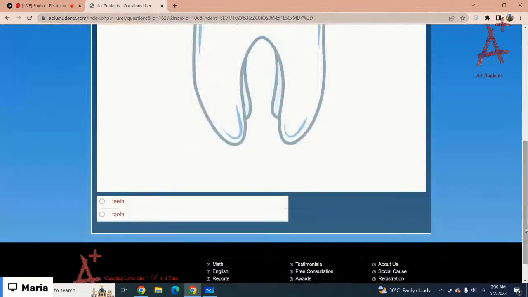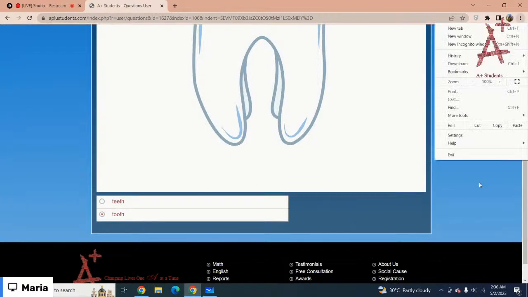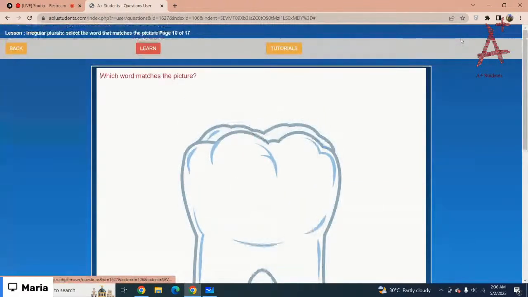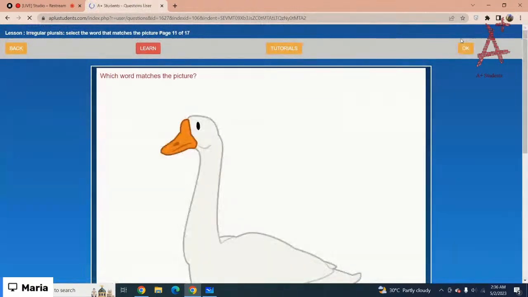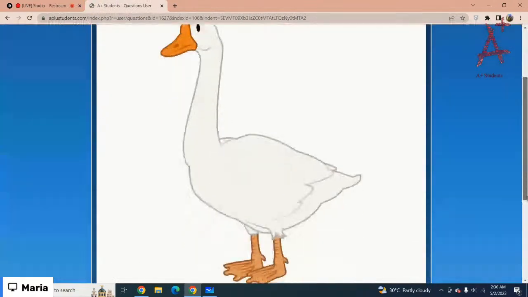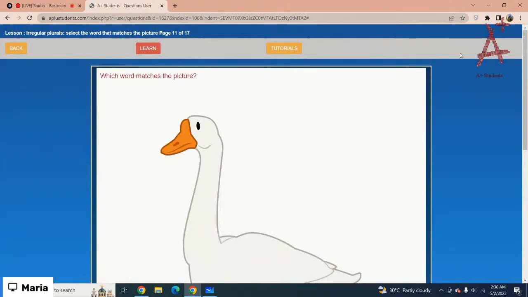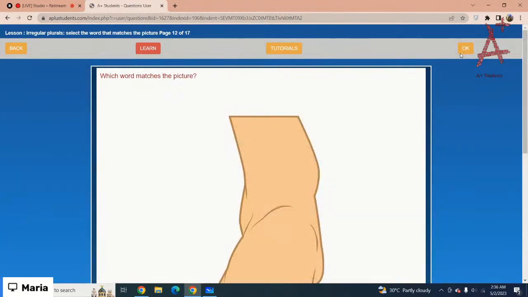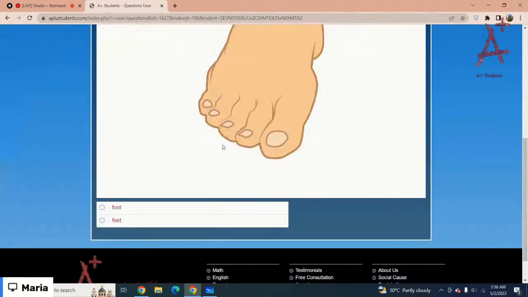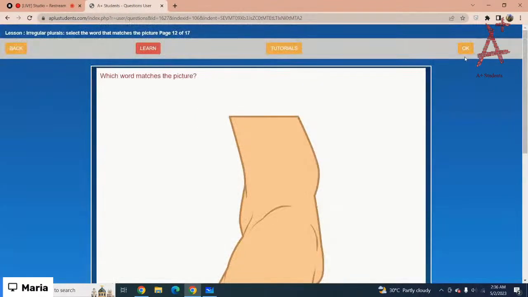Is it tooth or teeth? It is the tooth, just one singular one is the tooth. The plural, more than one, is teeth. Which word matches the picture? Goose or geese? The singular one is goose. The plural is geese. Which word matches the picture? Foot or feet? Yes, the singular one is foot. The plural is feet.